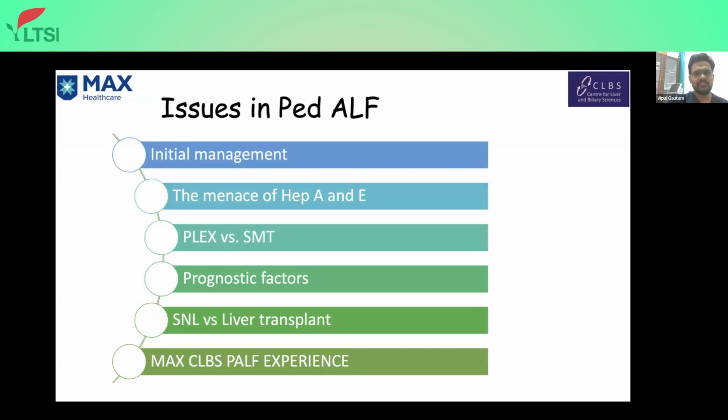So my talk includes initial management, the wrath of viral hepatitis on India, standard medical treatment versus liver assist devices, whether they are useful or not, the liver transplant listing criteria, are they really useful, and when to proceed for the transplant versus shall we wait for the native liver to recover? This question needs to be answered. And our Max CLBS pediatric ALF experience.